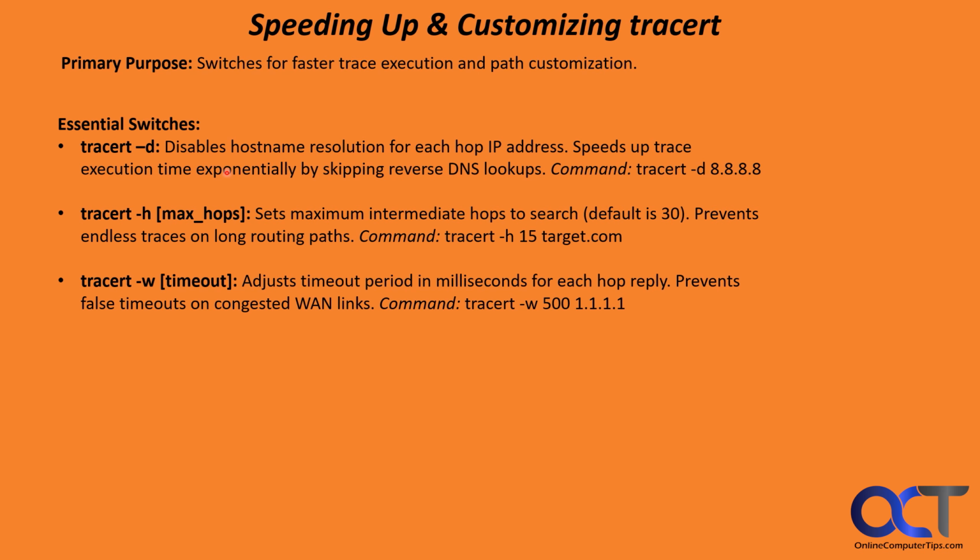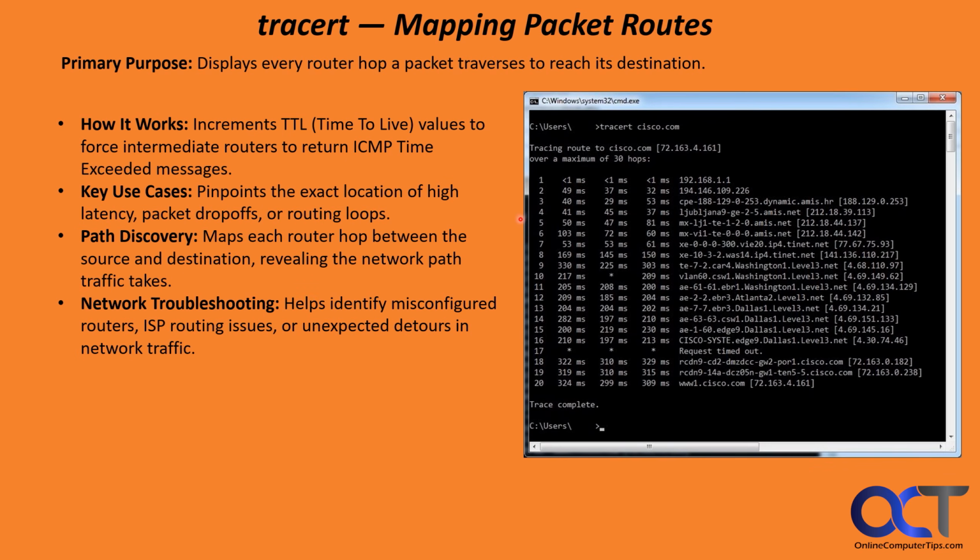So you could use some other switches like -d, which will disable hostname resolution for each hop IP address. This will speed up the trace route by skipping reverse DNS lookups. And you could also use the -h with the max hops. So this will set the maximum intermediate hops. The default is 30, and you can see here it was able to find it in 20. It'll usually go to 30 before it stops and times out.